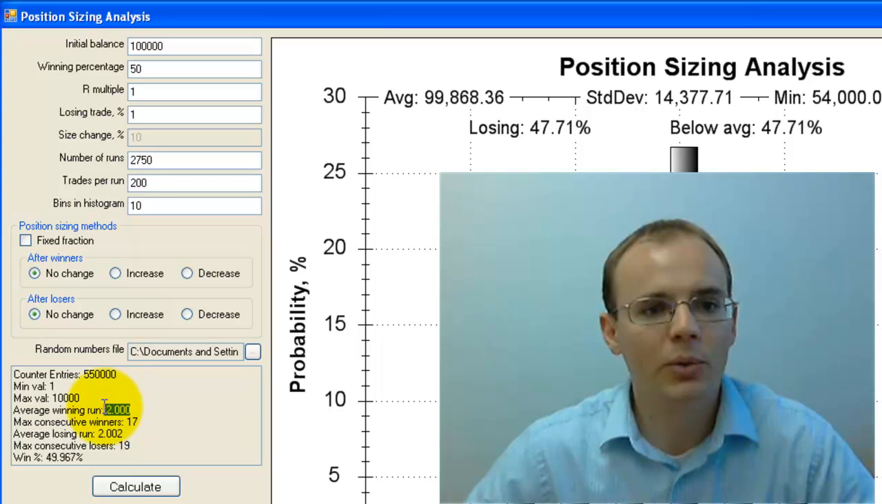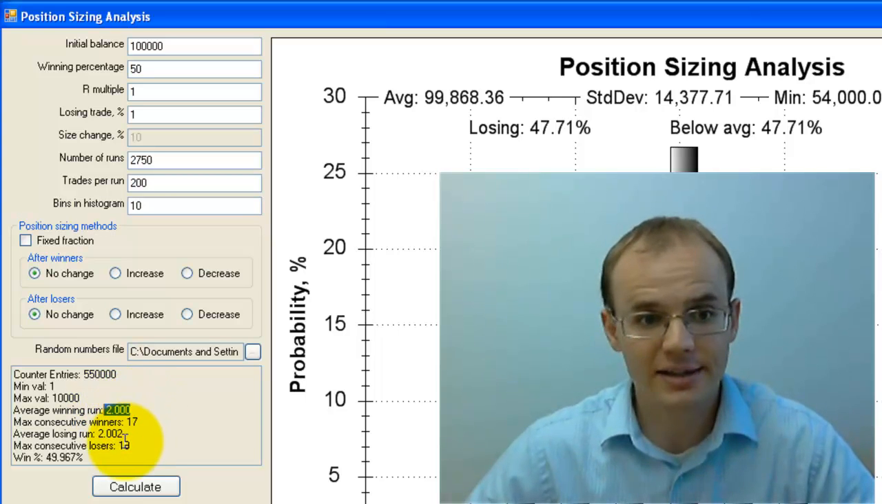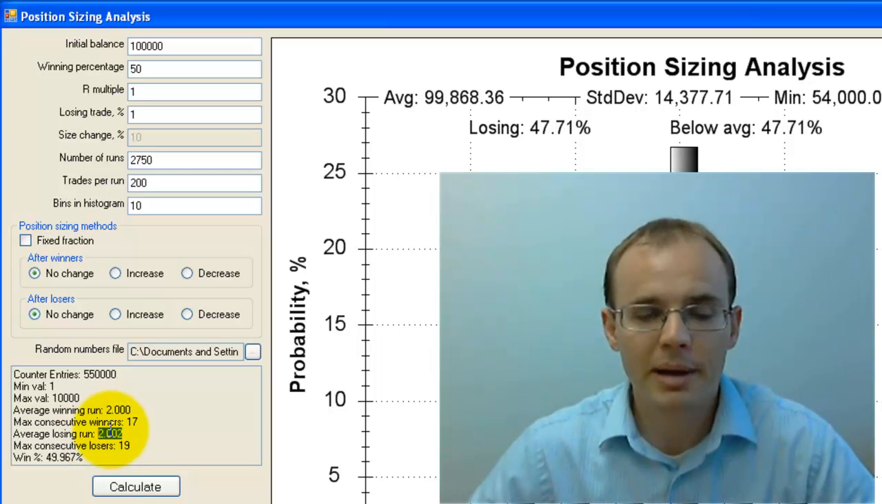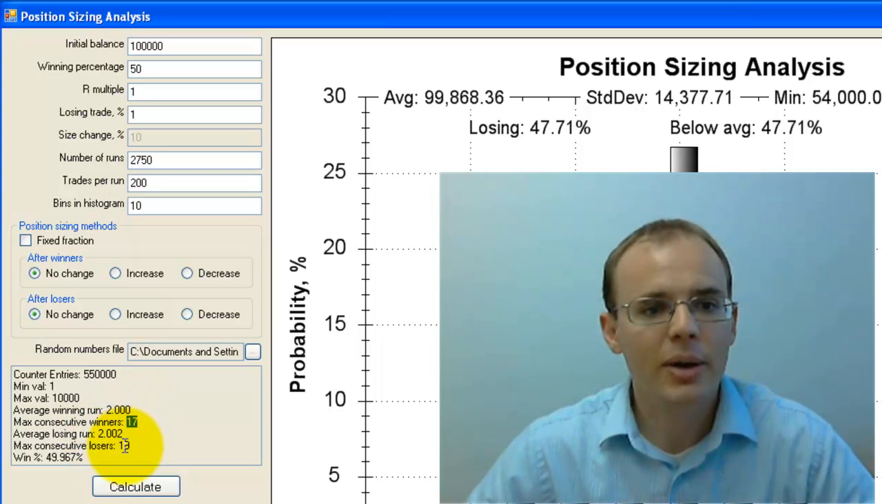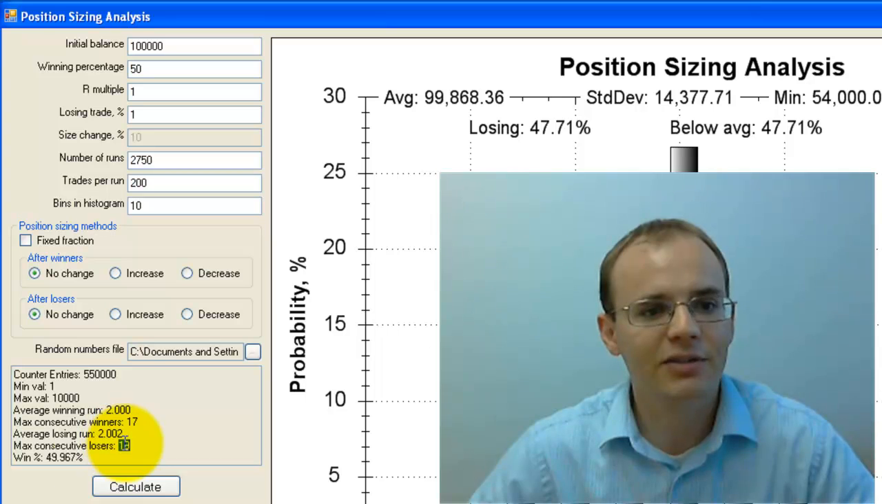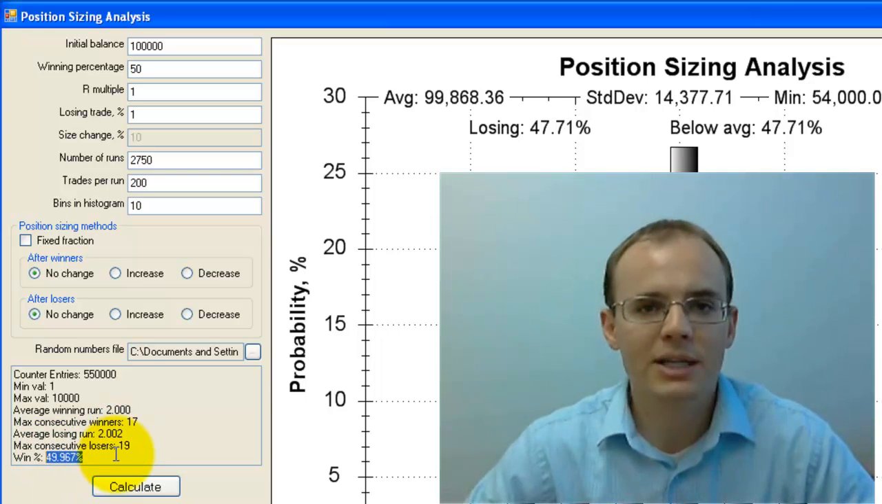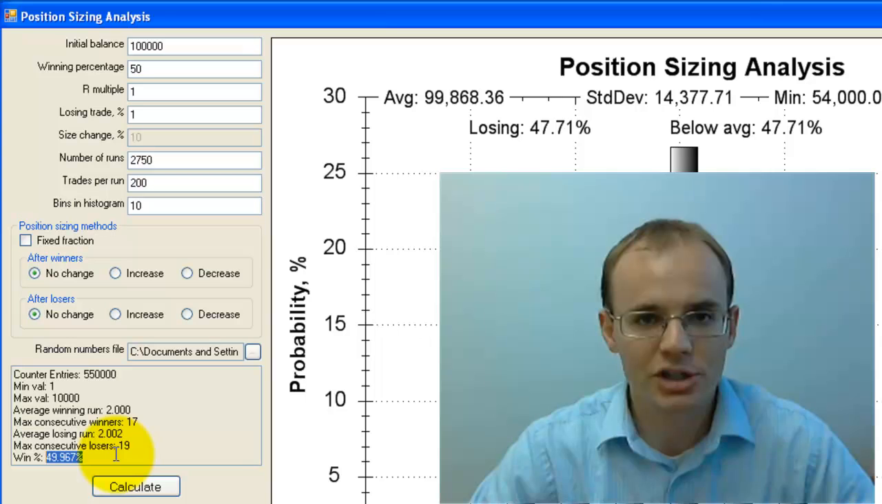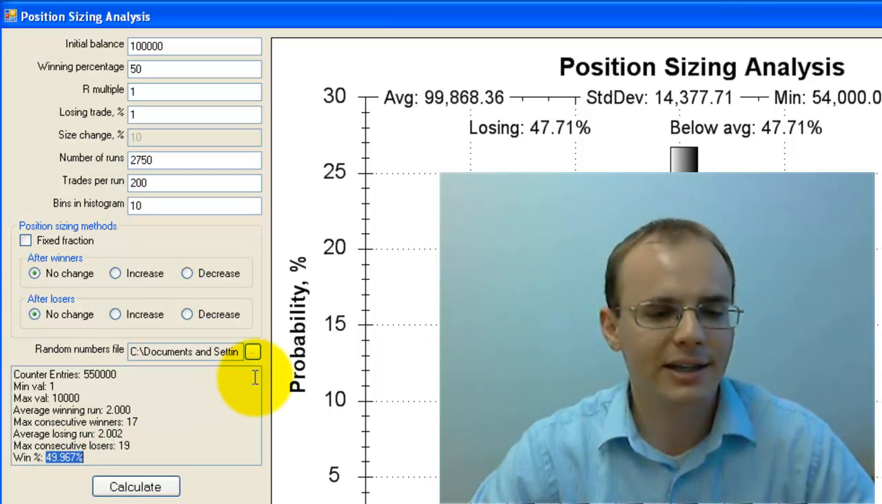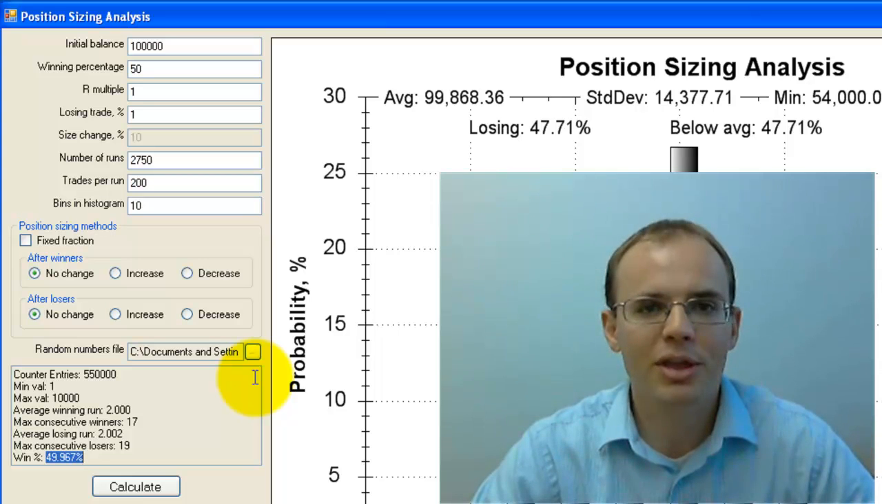The average winning run was exactly 2, and the average losing run is almost exactly 2 as well. It's perfectly balanced, which is what we expect. Here you have a random run of 17 consecutive winners purely due to random chance, with 19 consecutive losers. This number is never going to precisely equal 50%. It should just be very close. And here we're accurate within hundredths of a decimal place. It's very good and it's enough for the analysis.